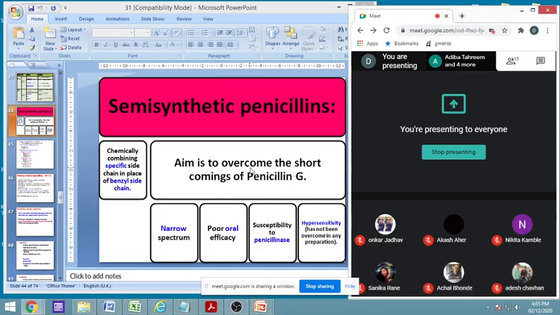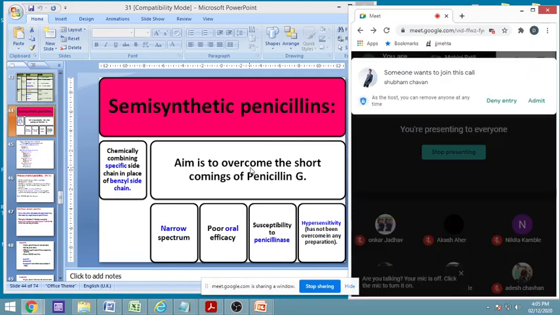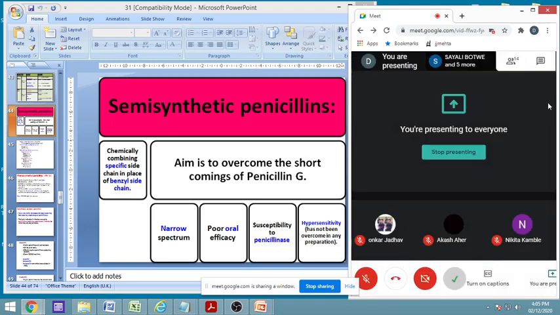So yesterday we started with beta-lactam antibiotics. We started with penicillin, and we have seen the basic things related to natural penicillin, how it was formed, what are the benefits it is offering, what are the problems it has got. Now let us see what are semi-synthetic.